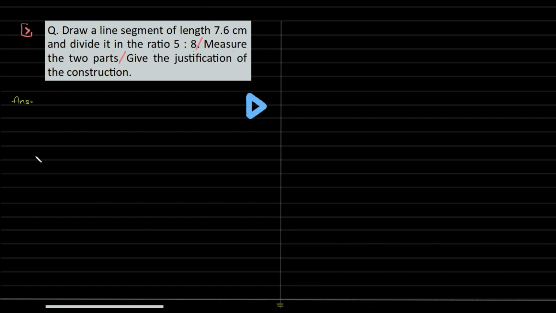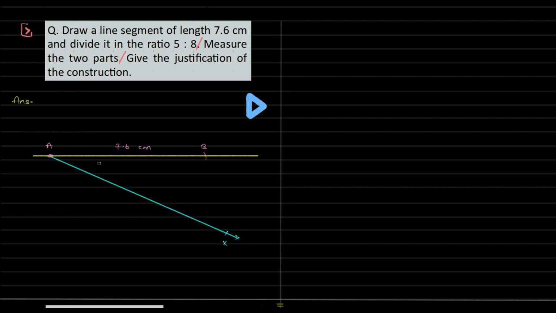So the very first thing is, you need to draw a straight line and mark a point with your compass. Mark 7.6 centimeter. So this has to be 7.6 centimeter. This would be your AB. With A as a vertex, draw an acute angle. We'll call this X. And over here, we need to mark 5 plus 8, 13.